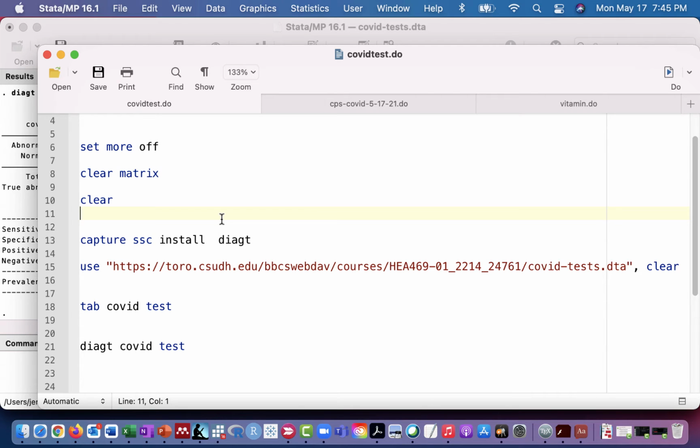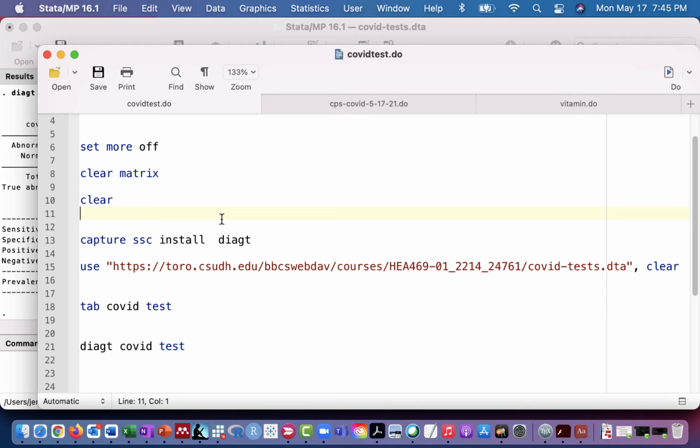Set more off: if there's a lot of output, Stata will prompt you, say, do you want to show more output? And you keep having to type yes, more output, yes, more output. So set more off just says we're going to show you all of the output. We'll show you all of the analysis and everything that you use.